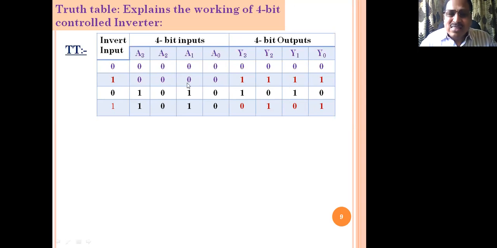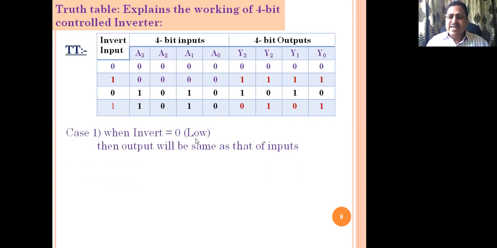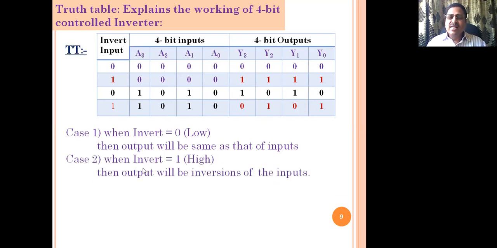You can take one more example. The second example is data 1, 0, 1, 0 applied as input A3, A2, A1, A0. In the first case, if invert is 0, the same data is produced at the output without inversion. But if invert is made logic 1, with the data remaining 1, 0, 1, 0, the output gets inverted, 1 into 0 and 0 into 1. Therefore, the resultant 4-bit output is 0, 1, 0, 1. So what we find here is, when invert is 0, the output is the same as the input. When invert is at logic 1, the output is the inversion of the input.